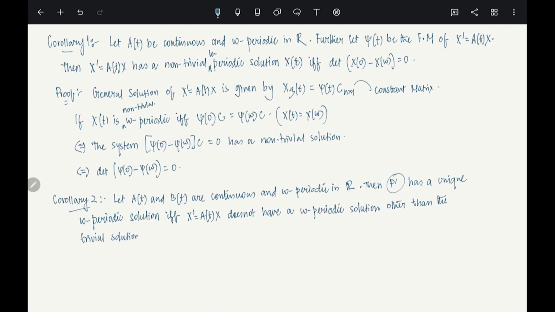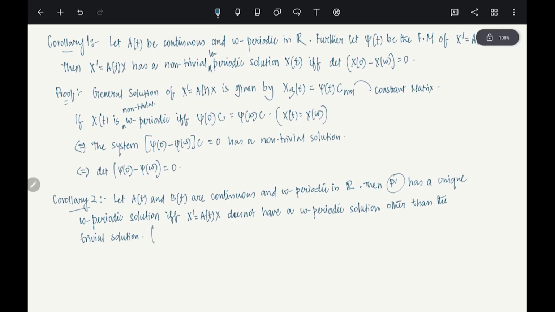Okay, so it's a beautiful corollary actually. See, what it is saying is this. We want to know whether you have a unique w periodic solution for the inhomogeneous system. What you can actually prove is an if and only if condition. The homogeneous system always has the trivial solution, which is w periodic, or periodic for that matter, so that's not a problem. But if it does not have a non-trivial w periodic solution, then the original inhomogeneous problem has a unique w periodic solution.